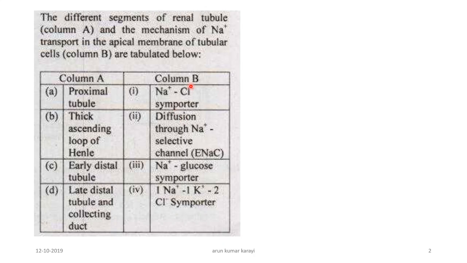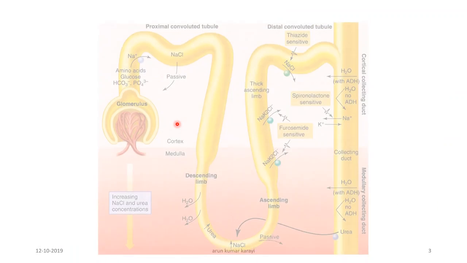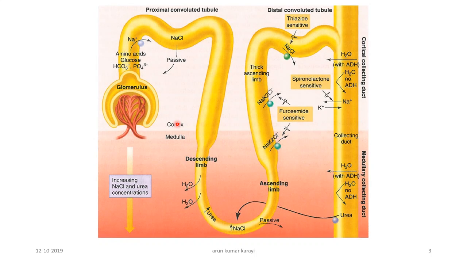In order to match these, there are the sodium chloride symporter, sodium plus selective channel, sodium glucose symporter, and here you can see one sodium ion, one K plus ion and two chloride symporter. You have to decide in which of these positions these symporters or the selective channels are present. In order to answer this, you need to know the theory behind it. This single image will help you to answer this question.